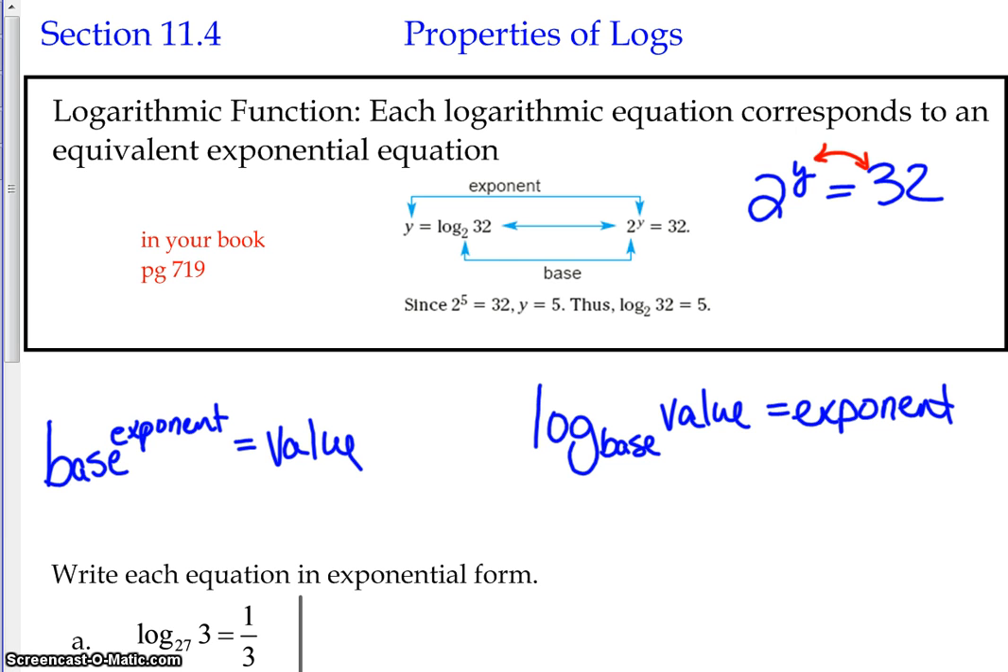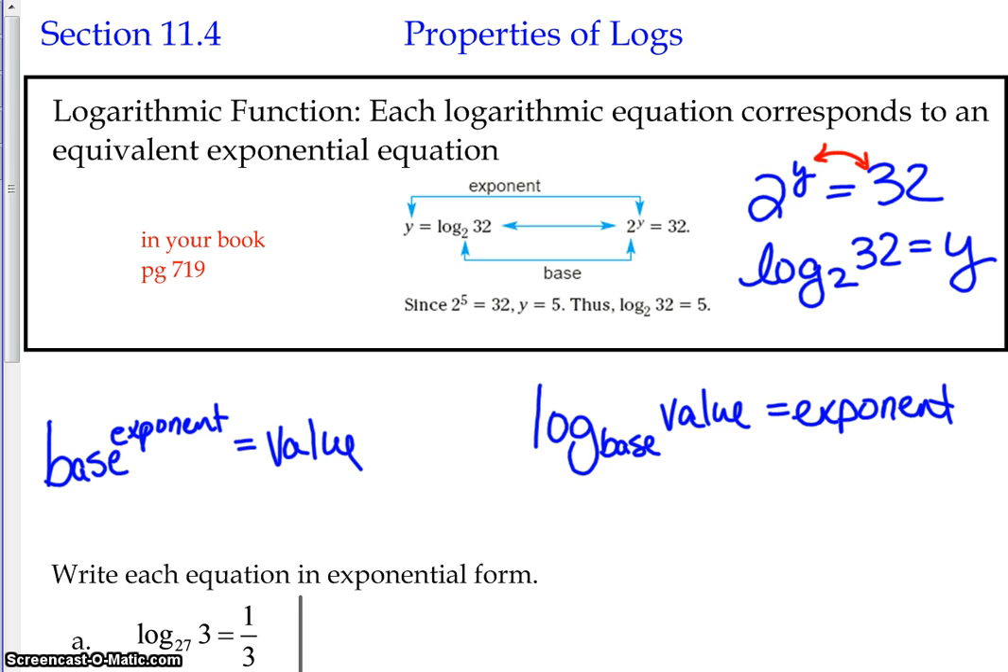The way I was taught is that you switch around your exponent and your value, and then you add the word log. So now it's log base 2 of 32 equals y. So what we're doing is switching around the two values that are on either side of our equal sign, just to remind yourself of the process.